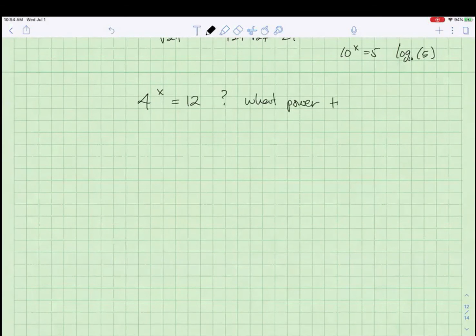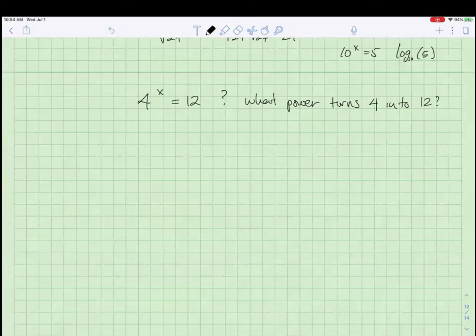What power turns 4 into 12? So be careful, it's not 3. 4 cubed is 64. So this isn't multiplication, right? So watch out for that.